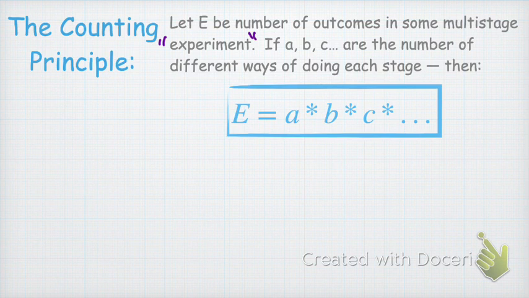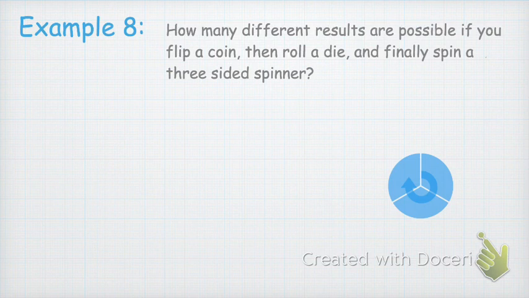So like in our last problem, there were 3 stages. They were all 2 possibilities each. So when you multiply those together, you get 8. That's how many different possibilities there are. But that works even if the stages are different, if some have more options than others. So let's look at one example of that and we'll be done.